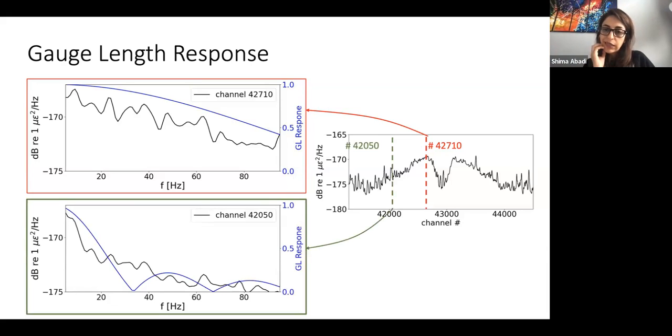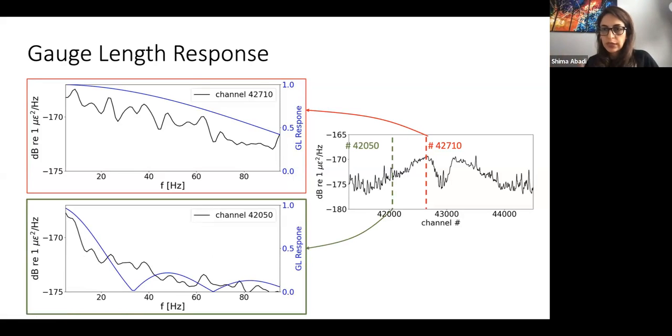But if we go down here to channel 42,000, for example, the gauge length response is that the null locations are getting closer to 30 hertz and higher frequencies are suppressed.